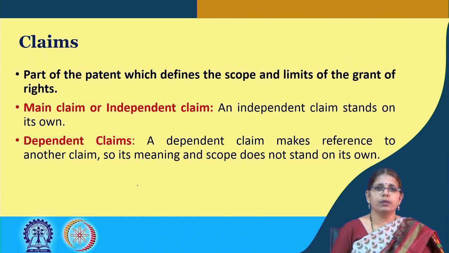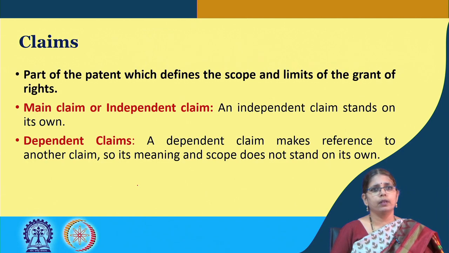Essentially, there are 2 different types of claims. One is what we call the independent claim and another is what we call the dependent claim. The independent claim is also more colloquially called the main claim, and every patent must at least claim one independent claim, that is the minimum threshold. There could be many different independent claims that could be claimed. So, independent claims, as the name suggests, stand on their own.